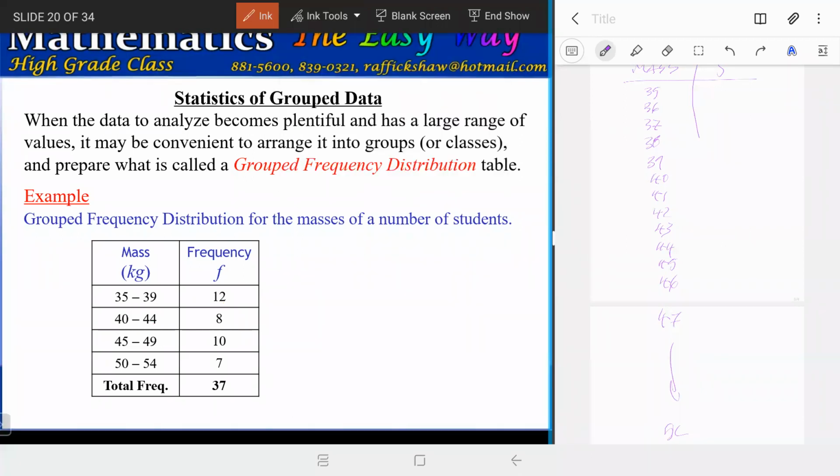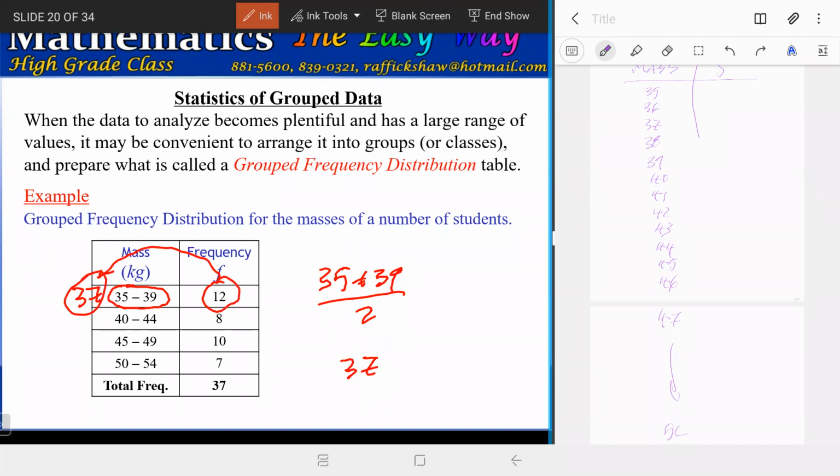That is one of the drawbacks with grouped data. And therefore, we have to estimate. We have to make some assumptions. One of the assumptions is that we are going to calculate what we call the midpoint of the group. We're going to look at it soon. The midpoint between 35 and 39 is 35 plus 39 divided by 2, which is 37. And what you end up doing is assuming that all 12 persons measure 37.